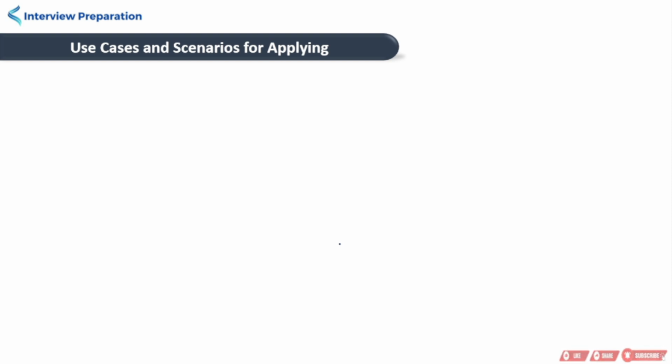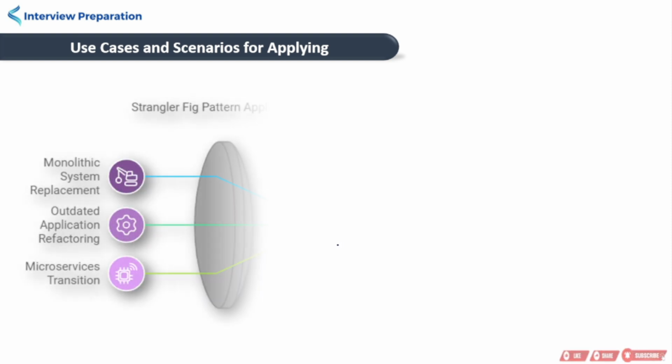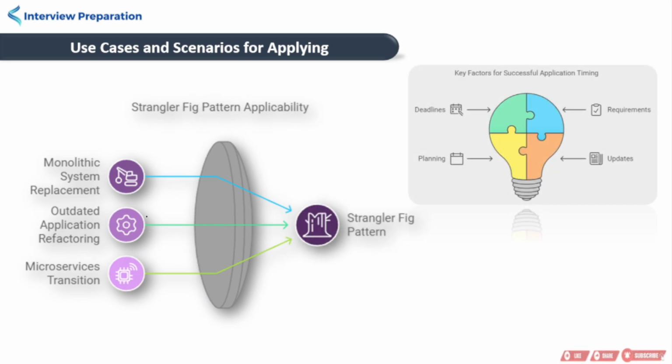When to apply Strangler Fig pattern? The Strangler Fig pattern is ideal in scenarios such as replacing large monolithic systems that are difficult to maintain and scale, refactoring outdated applications that hinder business agility and innovation, transitioning to microservices architecture from a monolith design.